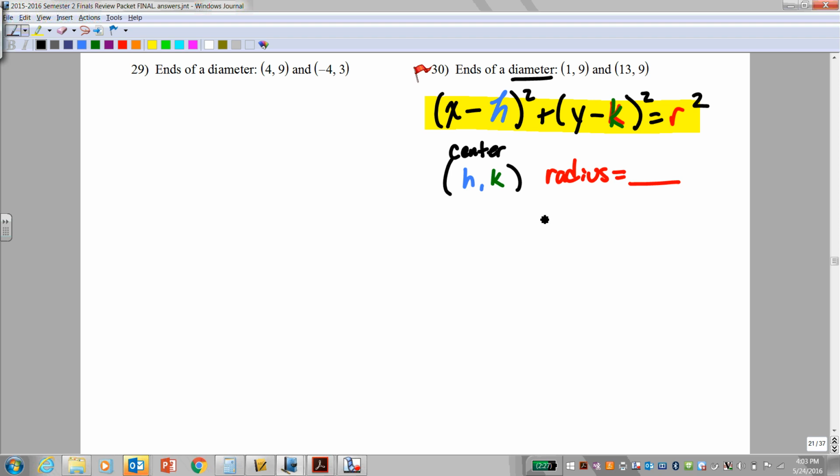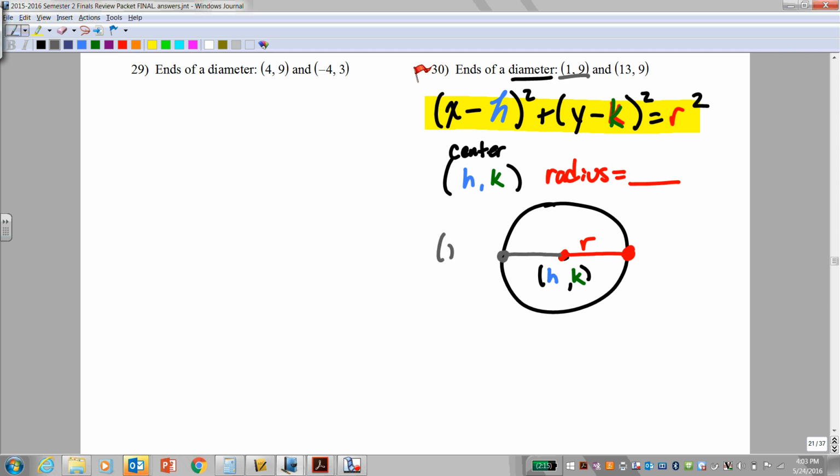We've been given a circle with diameter endpoints. Let's draw that. There's the center of my circle. So there's my h and k that I want, that I don't have at the moment. And here is the length of my radius, which I still don't have at the moment. But I do have some endpoints for the diameter. So I'm going to do this. One endpoint is (1, 9). The other endpoint is going to be (13, 9). So I asked myself, from those endpoints, how can I get both my h, k and my radius?